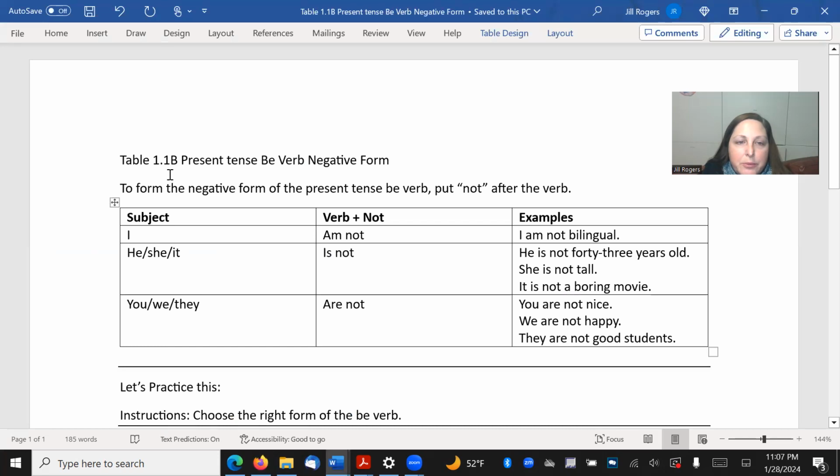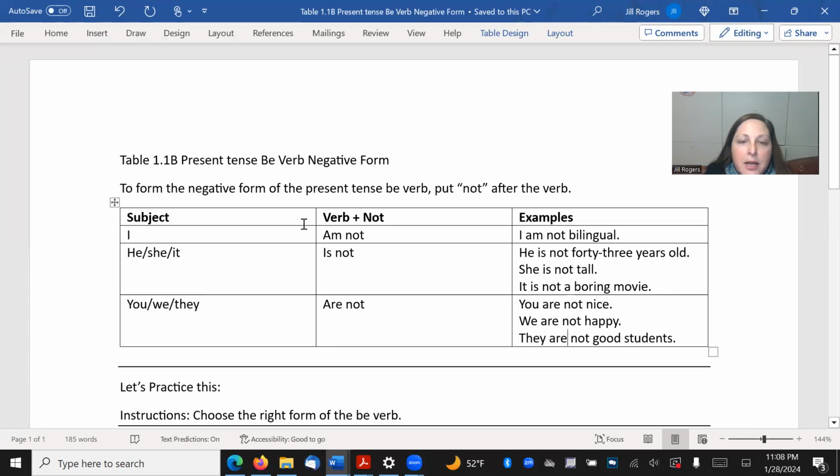This is called table 1.1b, present tense be verb negative form. It's long. We already learned the positive, but we also need a way to say it's not like that. Okay, negative. So to form the negative form of the present tense be verb, put not, N-O-T, after the verb. And so here we have the examples. These are the subjects. This is the verb plus not. And here are some examples.